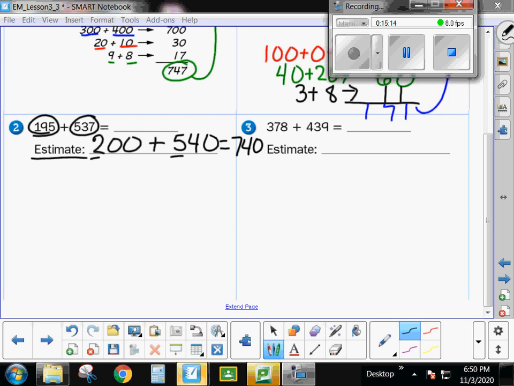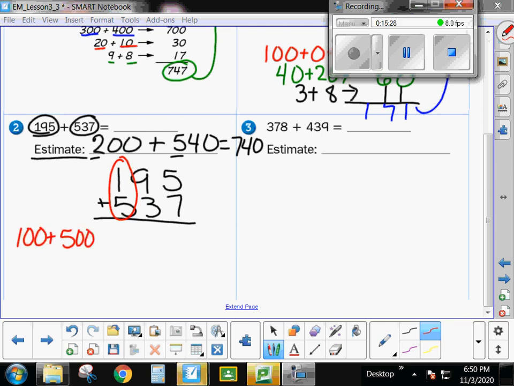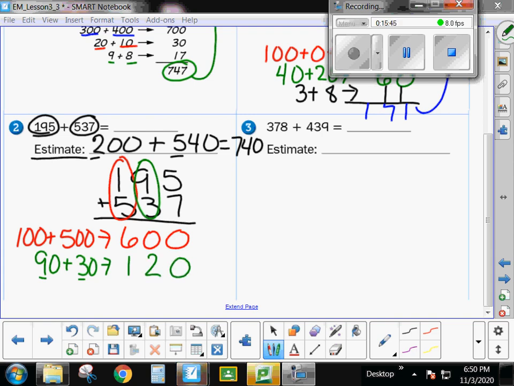All right, now let's go ahead and write those numbers vertically here. And now I'm going to do each place value. I'm going to do my hundreds, so I've got 100 plus 500, which would be 600. Then I'm going to do my tens place. I've got 90 plus 30, so that gives me 9 plus 3 is 12 with a 0 on the end of it, right? 120. And then I've got my 5 plus my 7, and that is going to give me 12.